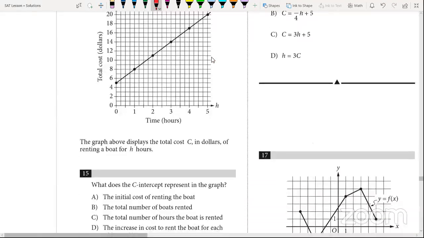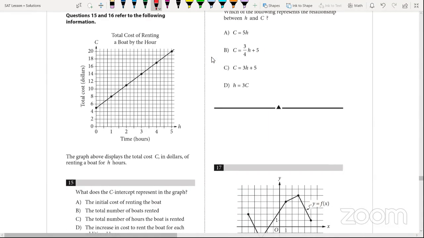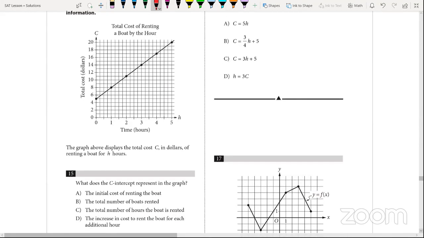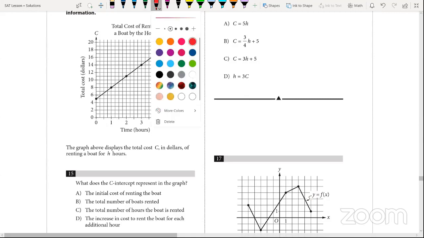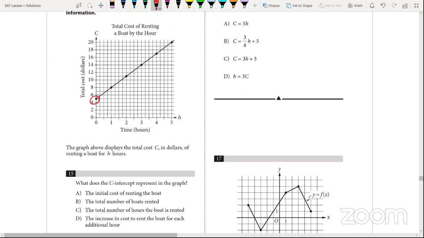Now we've got number 15. What does the y-intercept in the graph represent? So the y-intercept is right here. Generally, when you have a linear, and we talk about this a lot, it's y equals mx plus b. Your b is your starting value, and your m is the rate of how much it changes as it goes, which is going to give you the tilt. And it could be positive, which would make it go uphill, or negative, which makes it go downhill.